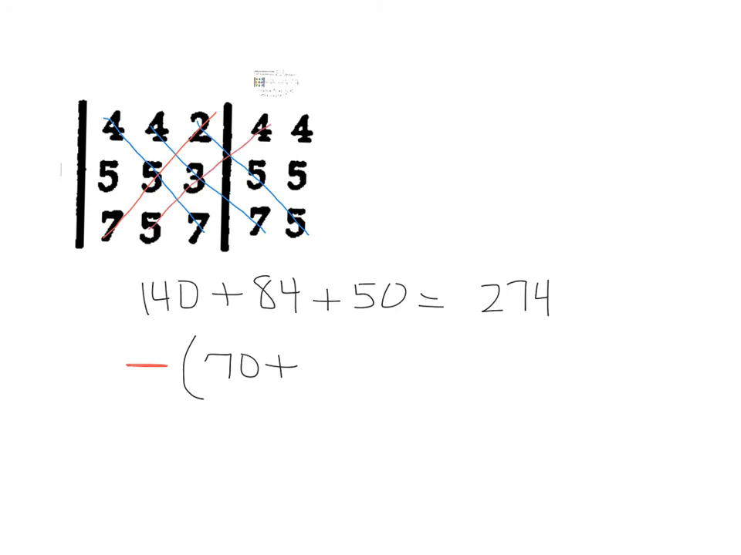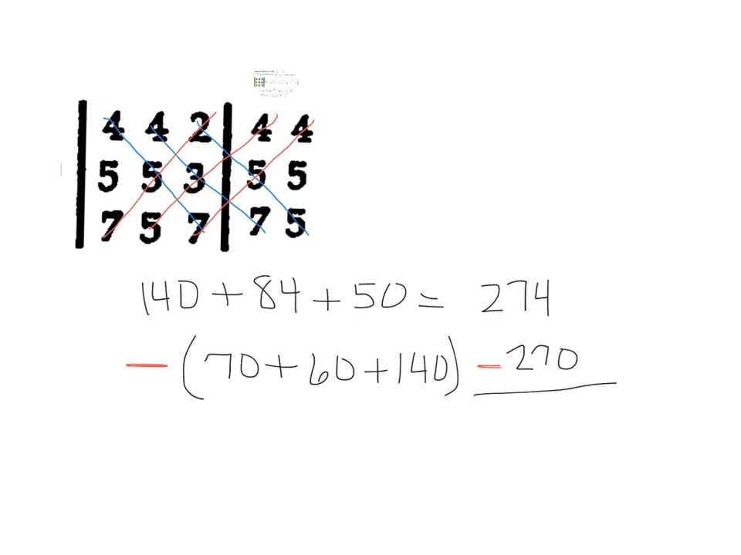5 times 3 times 4. 5 times 3 being 15, and 15 times 4 being 60. So let me write that down. 60 plus, now let's take a look at the next and final product. 7 times 5 times 4. 7 times 5 being 35, and 35 times 4 being 140. So let me write that down. And so I'm going to subtract, and then I'm going to add 70, 60, and 140. 70, 60 being 130, 130 plus 140 being 270.